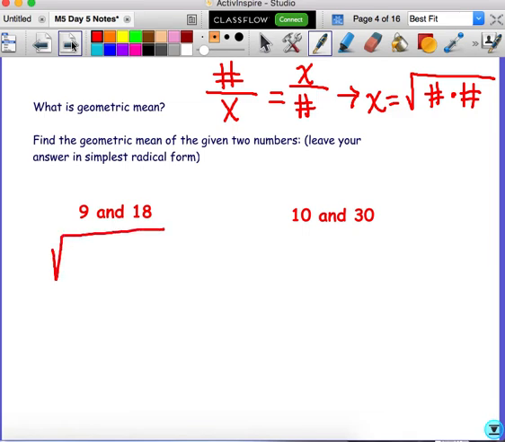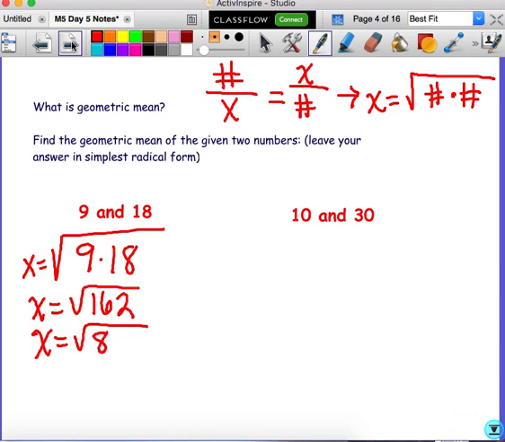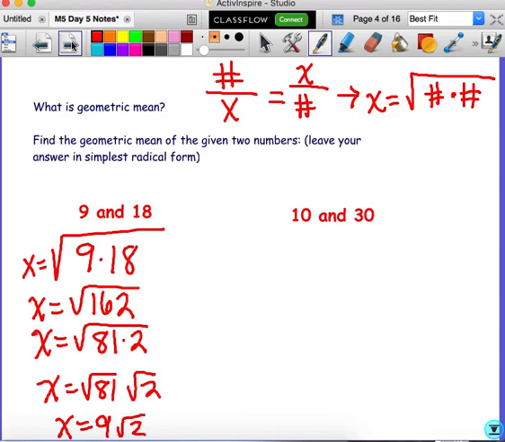So when I start with 9 and 18, when I multiply those two things, I'm going to get 162. And then I want to see, is there a perfect square that divides into 162? There is. 81 goes in twice. The square root of 81 and the square root of 2 can separate. The square root of 81 is 9, so 9 square roots of 2 is our geometric mean.